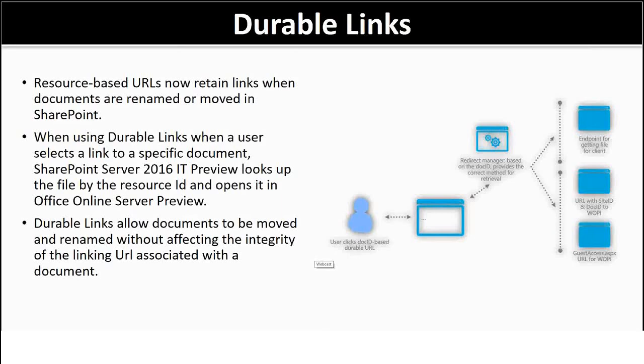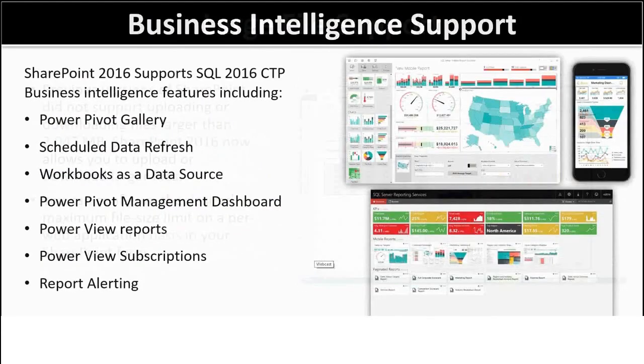So now we have resource-based URLs, which create these durable links. As you move content or rename it, these links are now unaffected. And so this user experience, where they've gone out of their way to create linked content, remains uniform regardless of what you do. Further extending usability, the pretty and the important, if you will, is extended support for business intelligence.